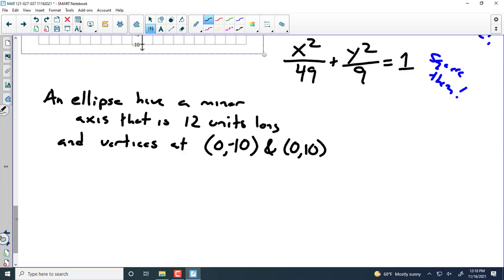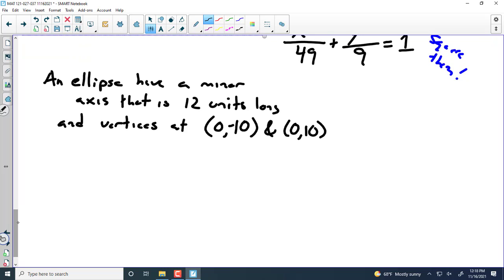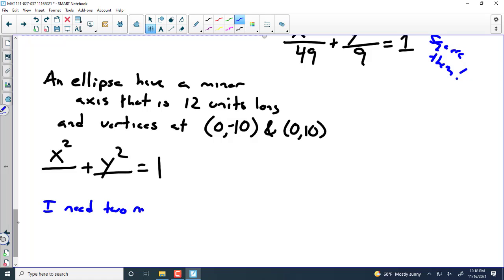Let's give the equation. This is not a trick question. It might look like a trick question at first, but it's not. This is a real question. And my thought process when someone says this is this right here. I need to know the two numbers that go under x squared and y squared. It can often help to draw a simple, maybe not award-winning, but simple sketch.